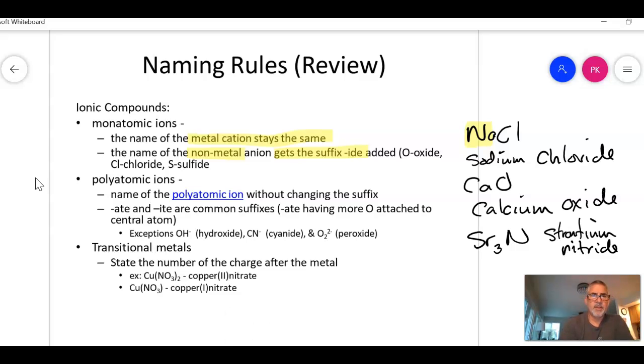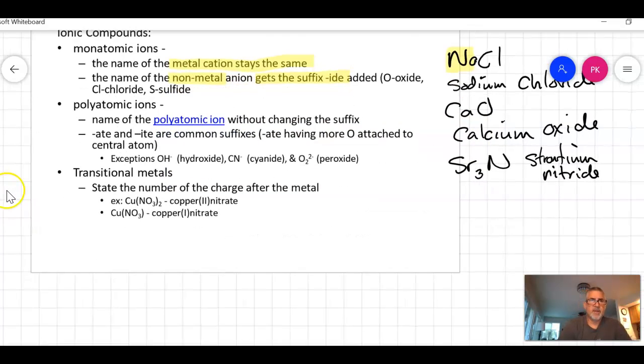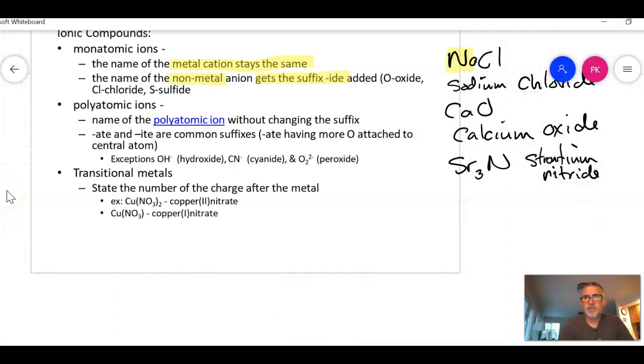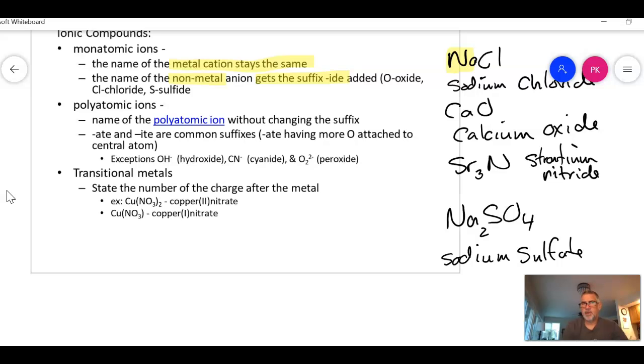Right, so polyatomic ions. You keep the name of the polyatomic ion without changing the suffix. And they're oxyions, ates and ites, and you don't have to memorize that. Just know that you don't change the name. So if I have, for example, if you look on your polyatomic ion sheet, you'll see that SO4 is sulfate. So I would have sodium sulfate. You simply state the name of the polyatomic ion.